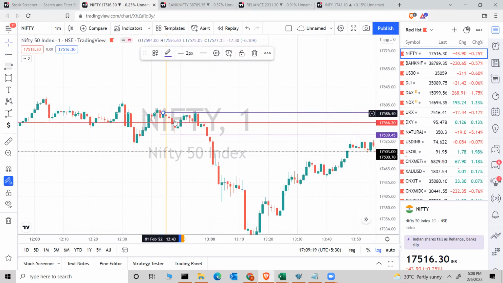So now after marking these levels, we have to wait. See the low is at 12:48. You could see the low value here.